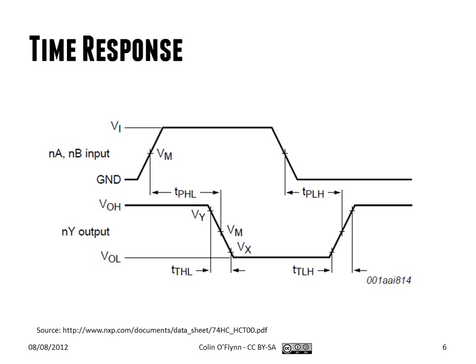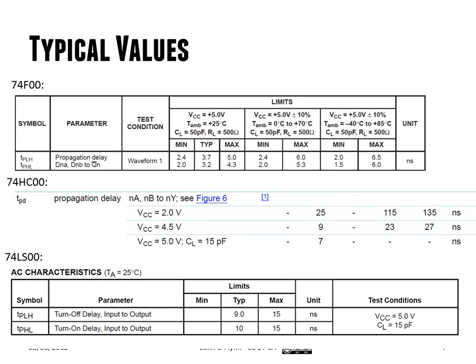So for example, if the input's going from low to high, there's this propagation delay for the output to go from high to low, HL. Similarly, if the output is going from low to high, there's again another delay. They'll be similar, a tiny bit different typically, if it's going low to high or high to low. But again, we see this delay between the input changing and the output changing.